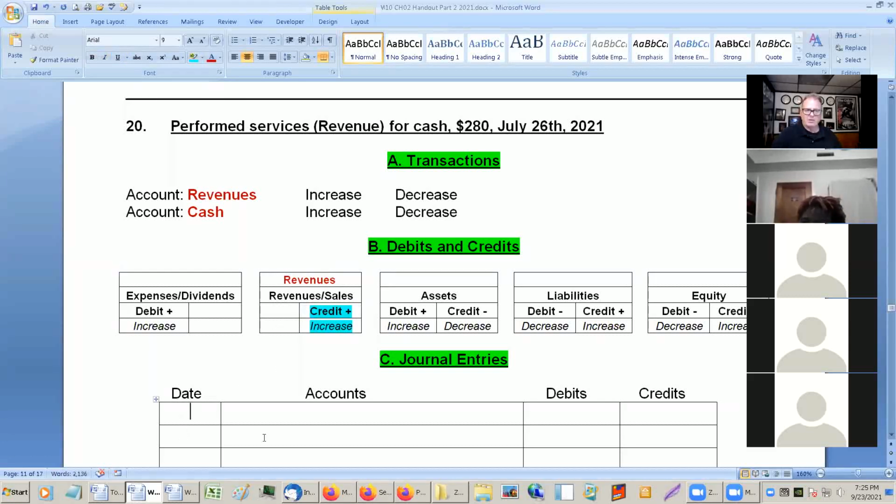But if you know one side, so we have these two accounts. We know revenue is a credit. We know exactly what the other side is. So if you hit a revenue, you can make the journal entry without even thinking. And that's kind of the neat thing about this system.